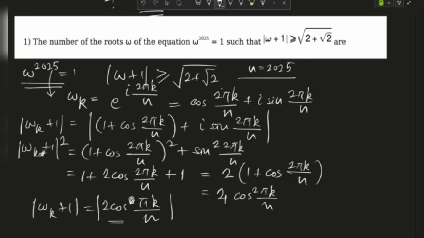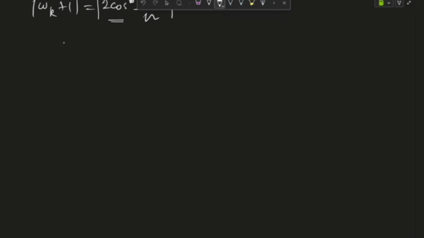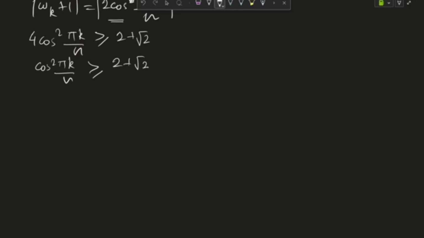So now I guess we are ready to put this value into the equation that we have. I will square both sides up, because in the RHS we had root under of 2 plus root 2. So better to square it. So this becomes 4 cos square pi k by n greater than or equal to 2 plus root 2. So our cos square pi k by n is greater than or equal to 2 plus root 2 by 4.